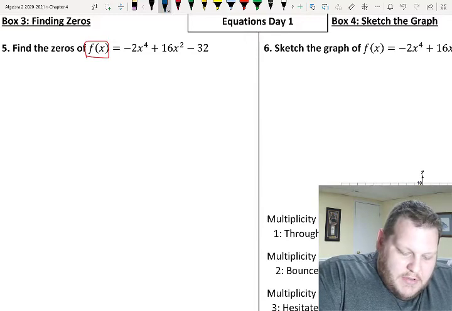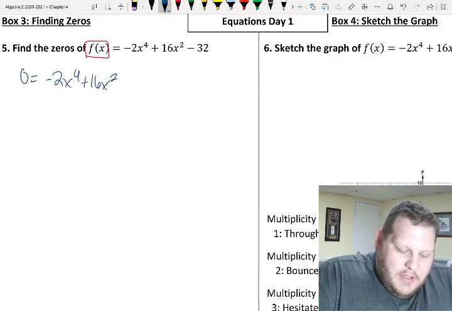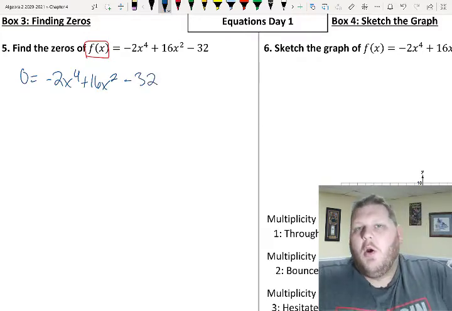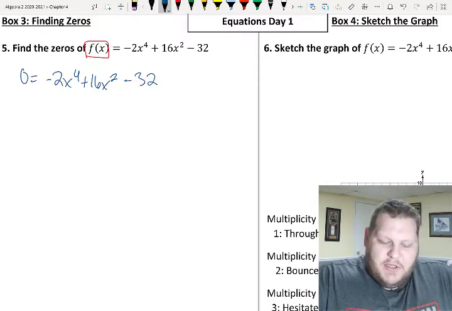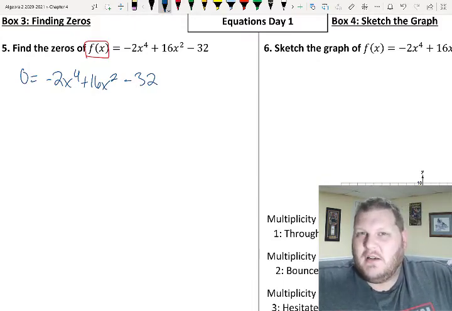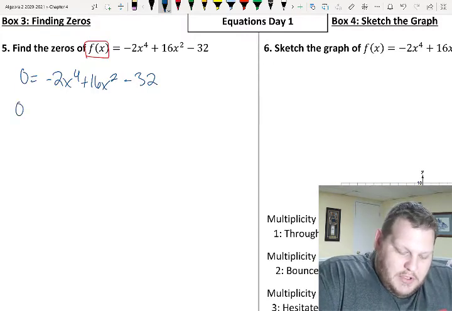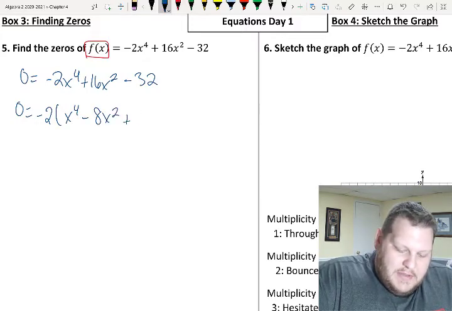So if I go ahead and do that, finding the zeros of this function would be saying, okay, if 0 equals -2x to the 4th plus 16x squared minus 32, what would be my solution? That's what finding the zeros is. So I'm going to take a GCF out. All of them are divisible, they're all even numbers. Just to make it easier on ourselves, I'm going to factor out a -2 to make them all positive. So that's going to give me x to the 4th minus 8x squared plus 16.